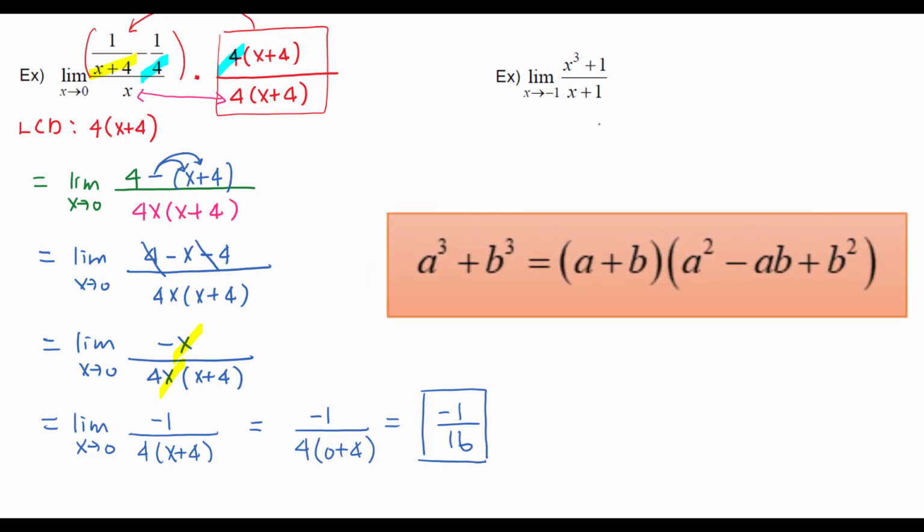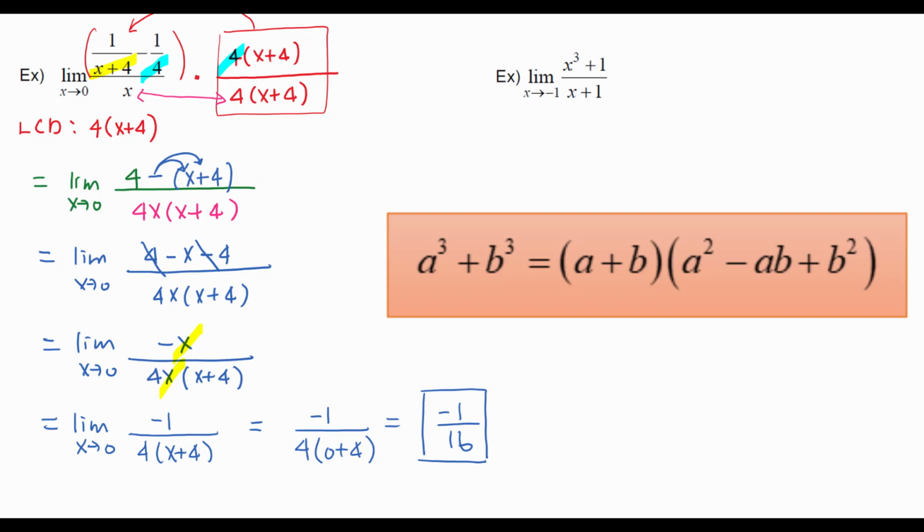Note that a sum of cubes factors as a cubed plus b cubed equals a plus b times quantity a squared minus ab plus b squared.